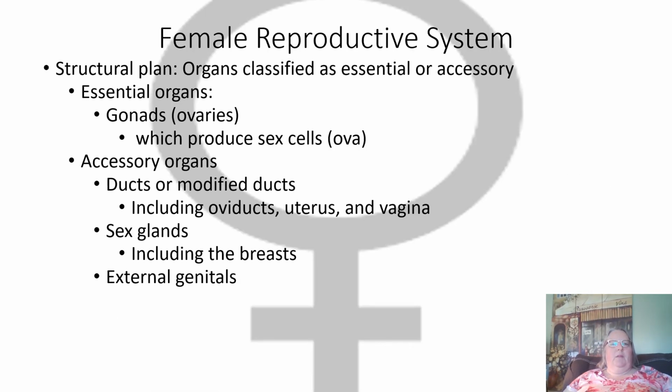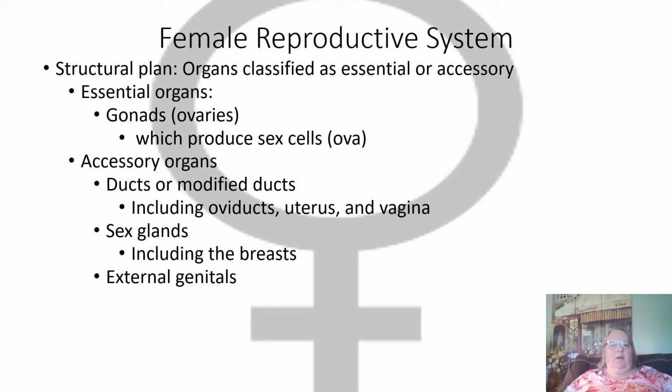Now that we've covered the external organs of the male, let's talk about the female reproductive system. The female reproductive system has a structural plan. The organs are classified as essential or accessory. The essential organs are the gonads, the ovaries, which produce the sex cells or ova.